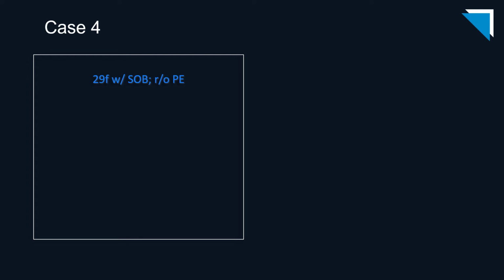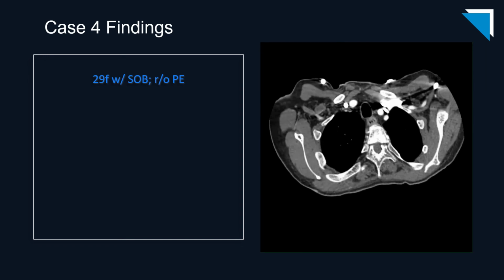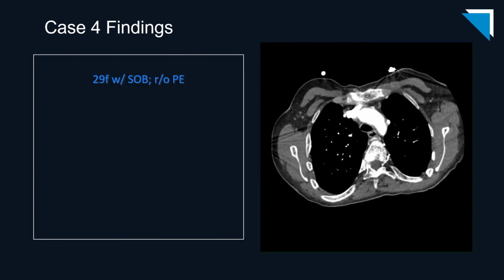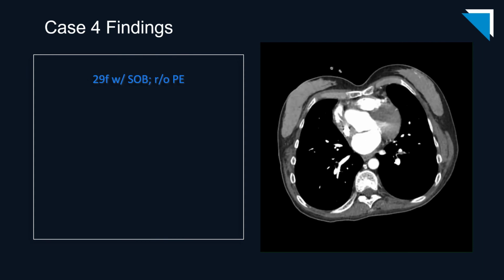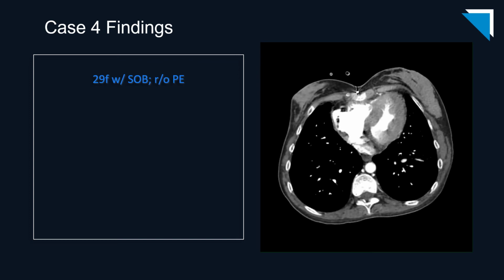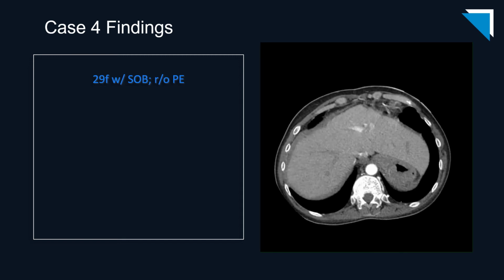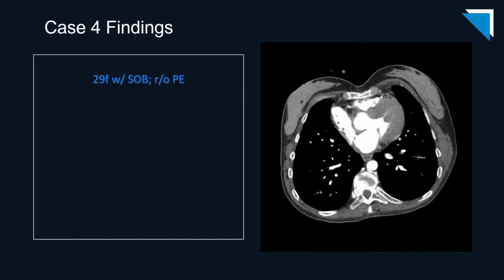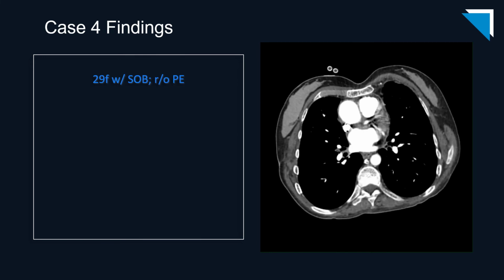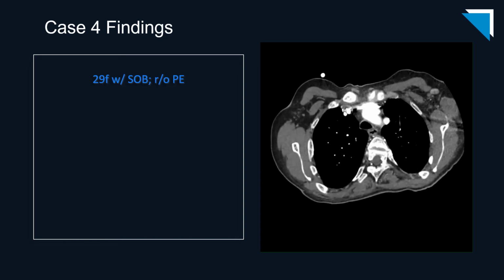Okay, our next patient is a 29-year-old woman with shortness of breath here for rule-out PE. These are our axial images from a CT angiogram of the chest. Just a reminder again that these studies frequently come with multiple series, thin cuts, thick cuts, MIPs. Make sure to review everything in every case. You never know where the pathology is going to be most conspicuous.